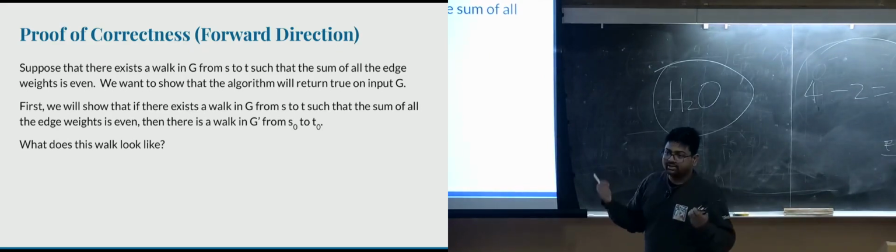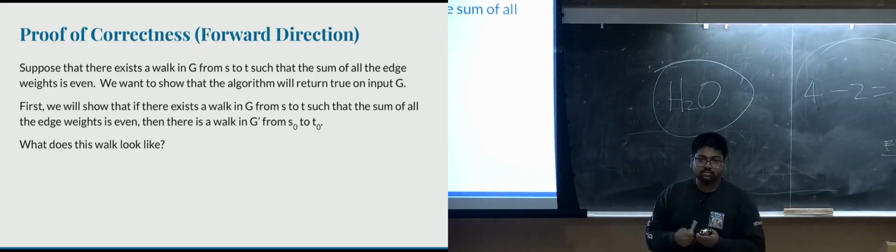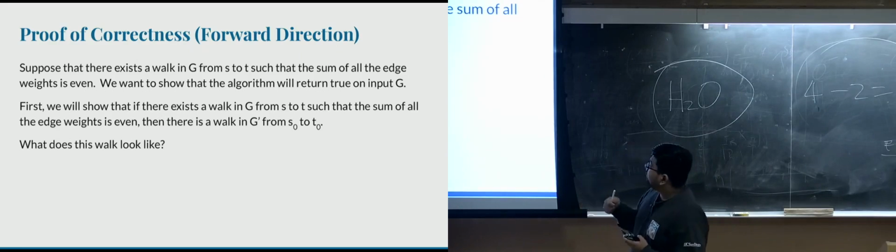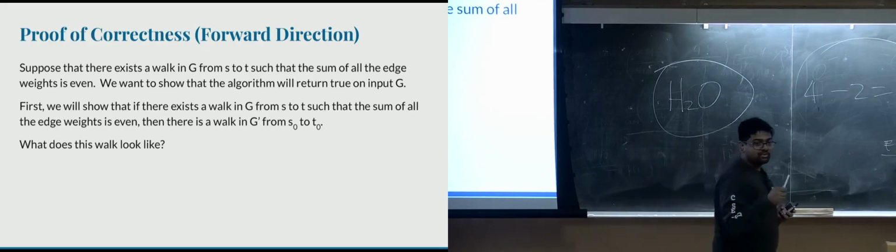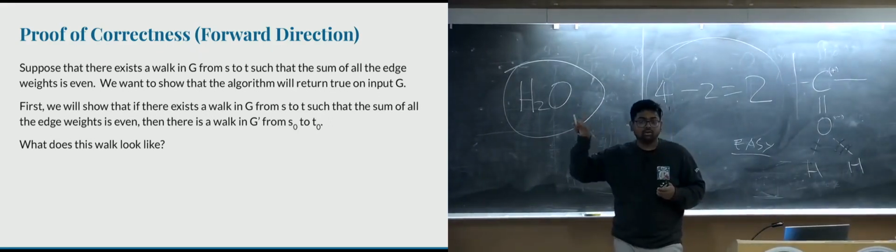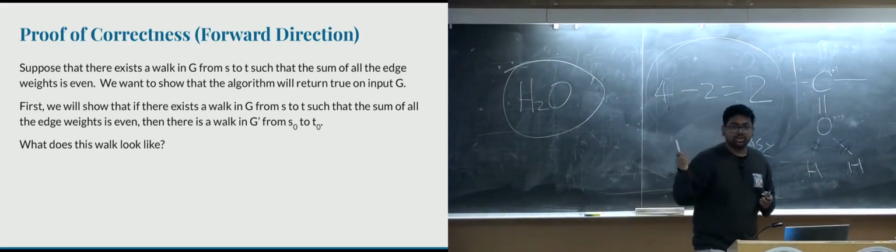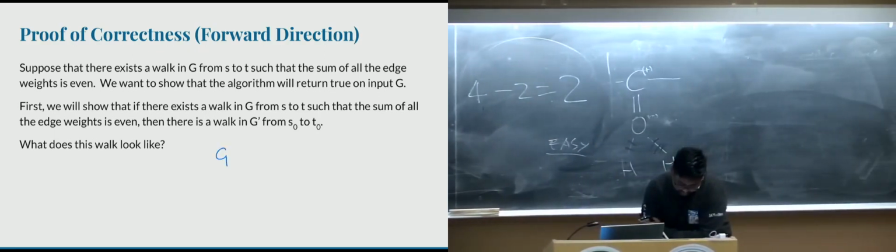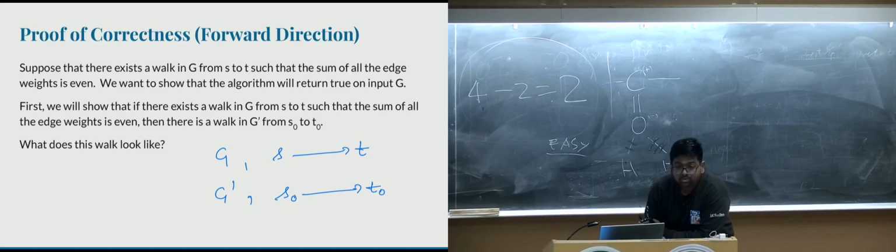So let's say there is a walk such that the sum of all the weights is even. So before that, what we'll do is we will show that if there is a walk from S to T in G, then there is a walk from S naught to T naught in G prime as well. So what I'm saying is, if in G there is a walk from S to T, then we will show that in G prime there is a walk from S naught to T naught. Okay?